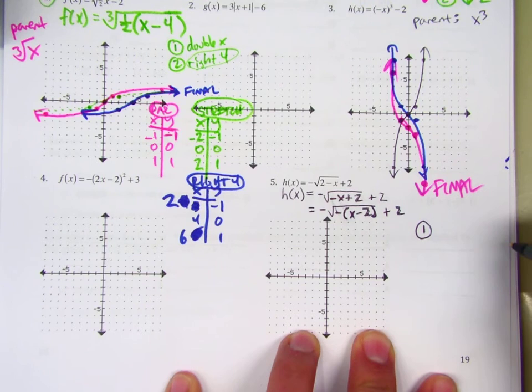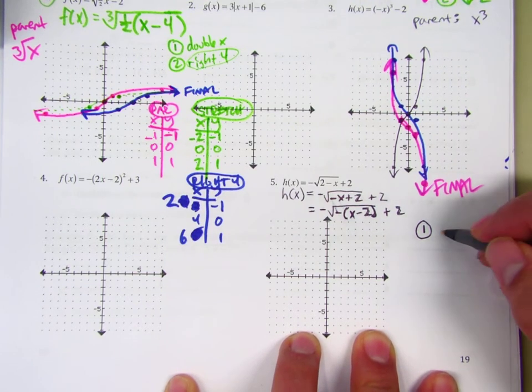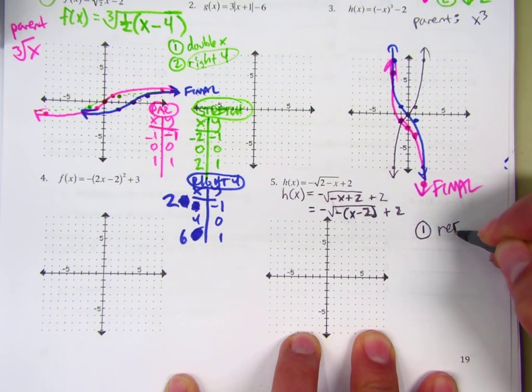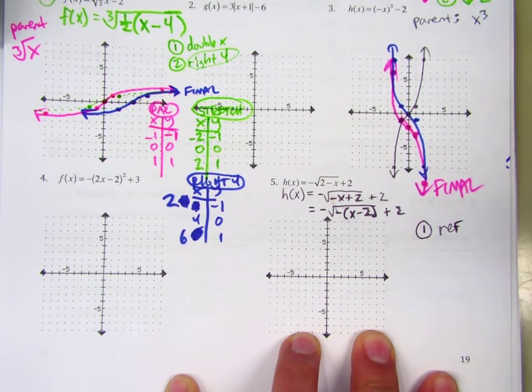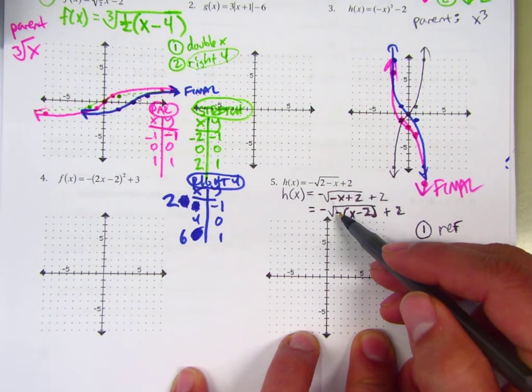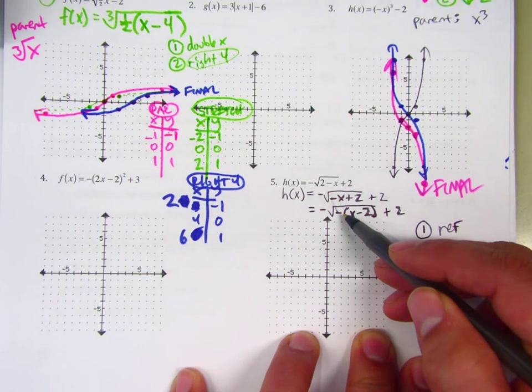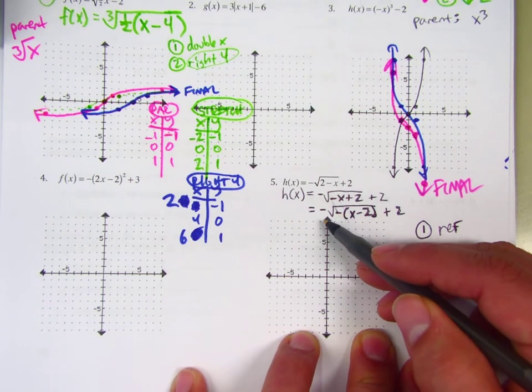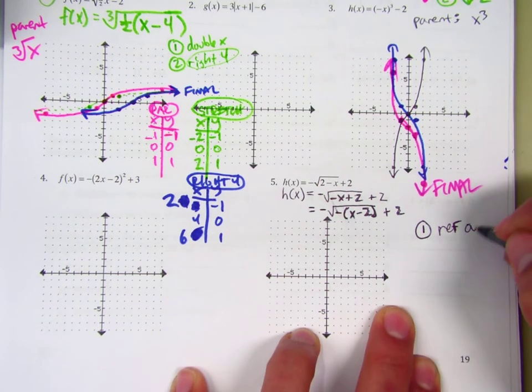Are there reflections? Yes. How many? Over everything, right? We flip over x and we flip over y because we got a negative right here in front of the function, or in front of x. Then we got a negative outside of the radical as well. So we're going to reflect over x, yeah, and y.